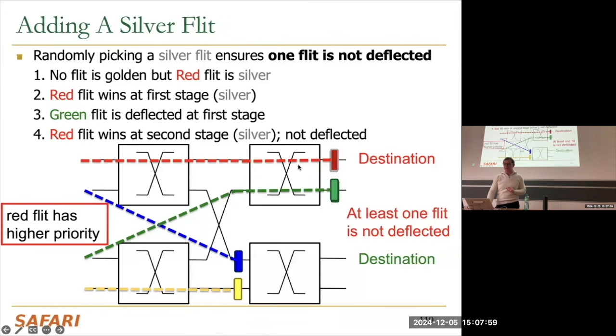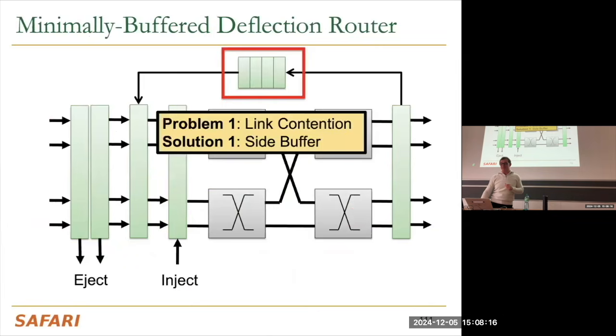You can certainly add more priority levels, right? You could actually have a second level priority or third level priority, if you consider the golden packet first level priority, which it actually is. And certainly you'll get a little bit more performance. Okay, so this is the minimally buffered deflection router.